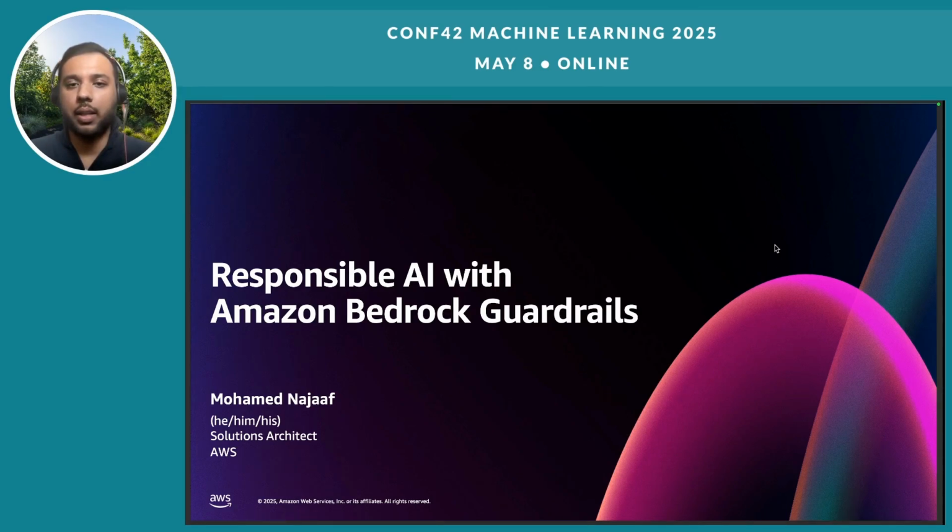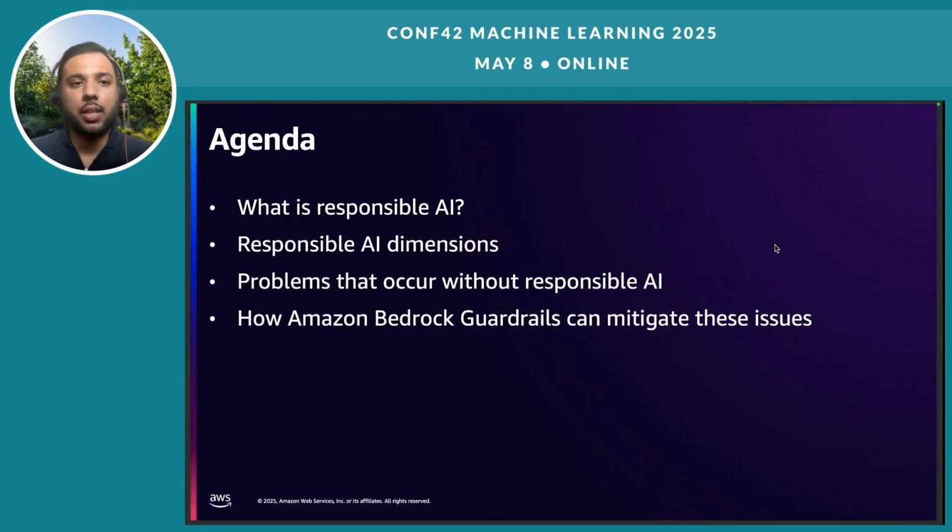Today we'll dive into responsible AI and how Amazon Bedrock Guardrails can help in achieving responsible AI for your AI systems. Coming to the agenda, we'll start with what is responsible AI and what are its different dimensions, what are some of the problems that occur without responsible AI, and finally, we'll take a look at how Amazon Bedrock Guardrails can mitigate these issues.